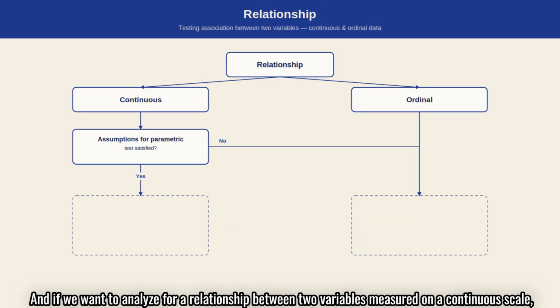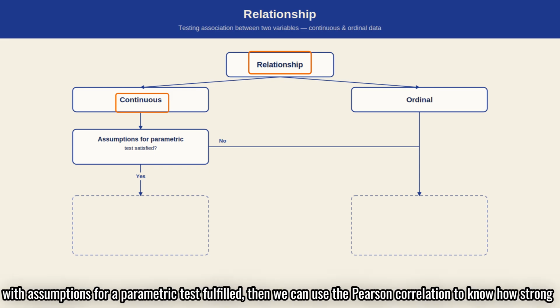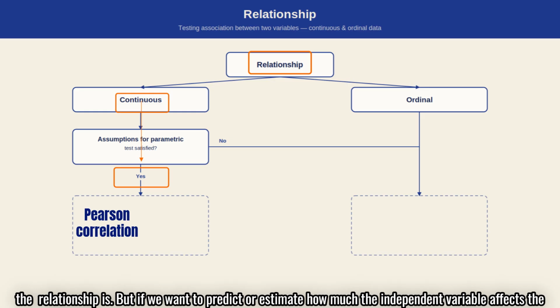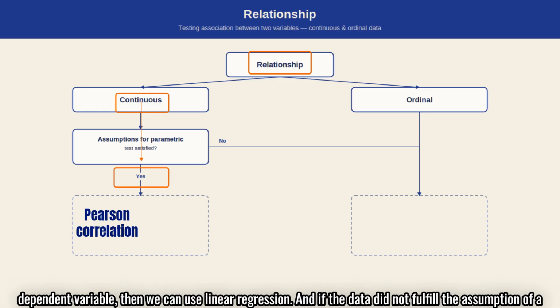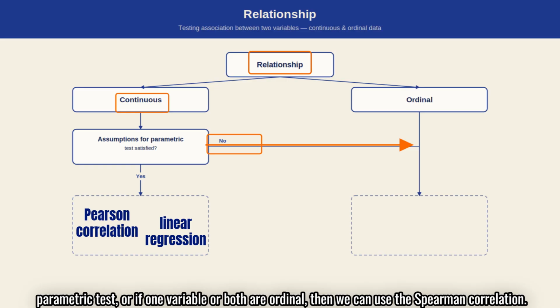And then if we want to analyze for a relationship between two variables measured on a continuous scale with assumptions for a parametric test fulfilled, then we can use the Pearson correlation to know how strong the relationship is. But if we want to predict or estimate how much the independent variable affects the dependent variable, then we can use linear regression. And if the data did not fulfill the assumption of a parametric test, or if one variable or both variables are ordinal, then we can use the Spearman correlation.